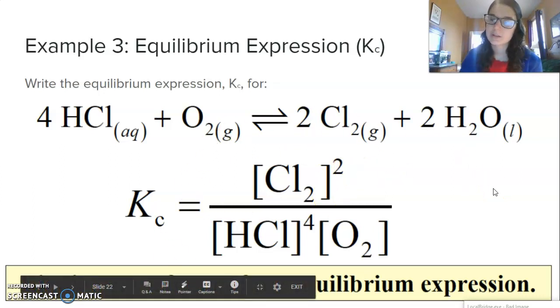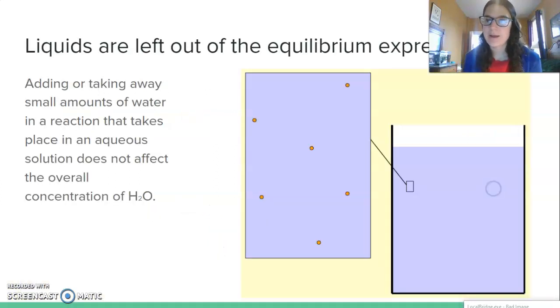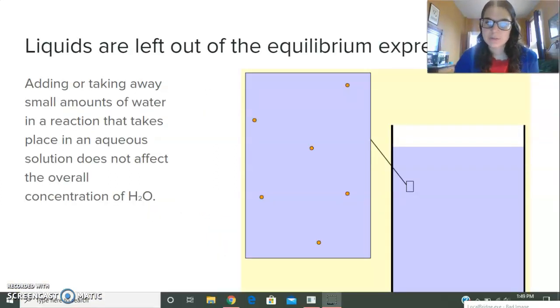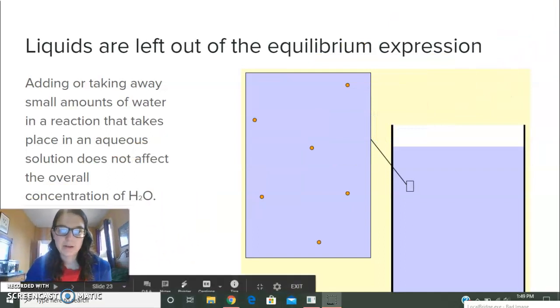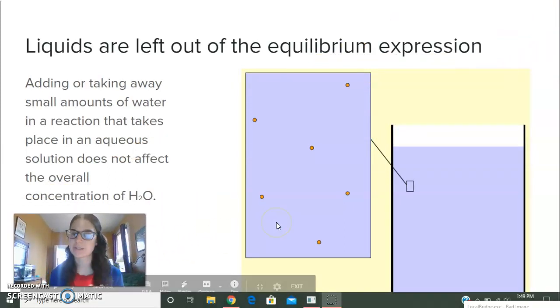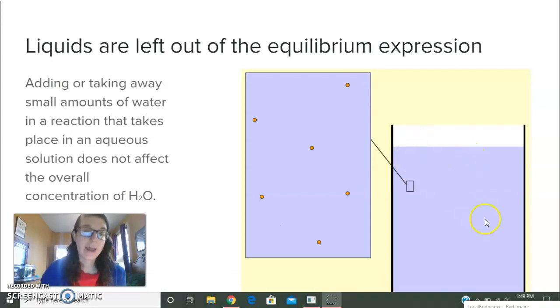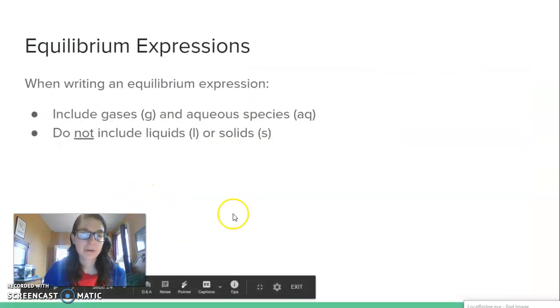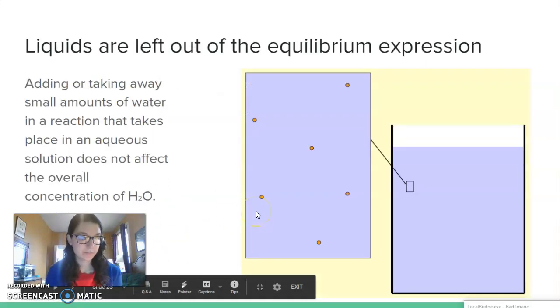So our equilibrium expression will be equal to this expression here. The reason liquids aren't included is very similar, because density doesn't really change. That means that the concentration of water or any liquid doesn't really change. If we were to remove or add a small amount of water, that would increase or decrease the number of moles of water, but it also increases or decreases the volume of water. So the concentration of H2O or any liquid really doesn't change.